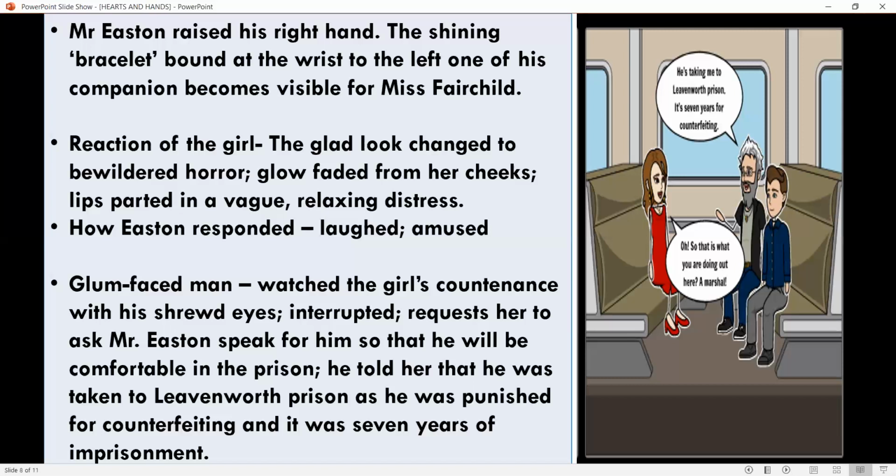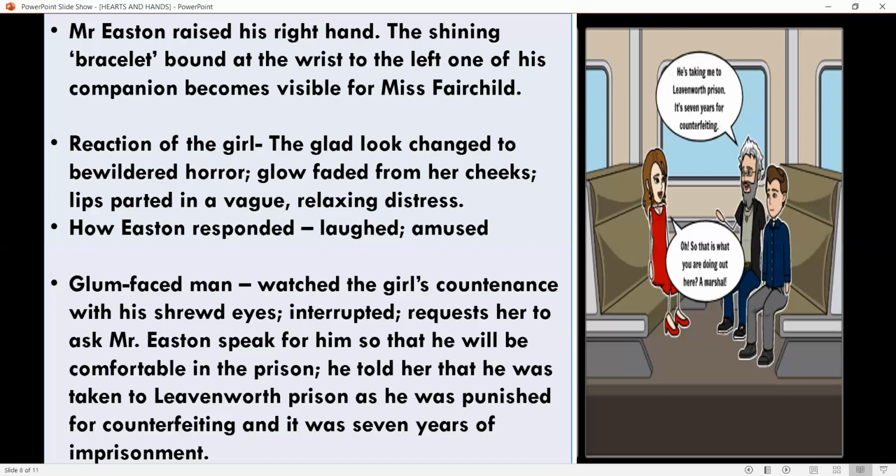So that is why she's horrified. Now, what was her reaction? The pink tinge on her cheeks faded, then her lips parted in a vague, relaxing distress. She was worried about this. She was totally worried about it. Now, what was Easton's reaction? How is Easton tackling this? Easton, with a little laugh. He just gave a little laugh. He laughed and he was really amused to see the difference in her appearance. And he was about to speak, but at that moment, his companion stopped him, forestalled.